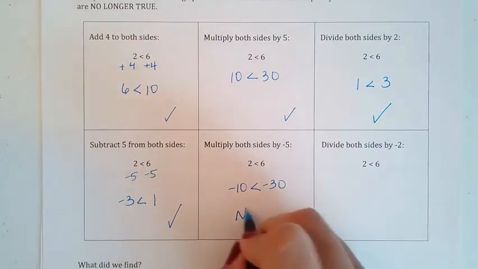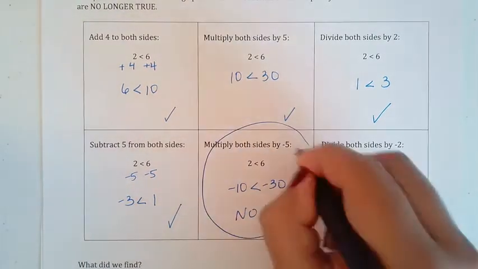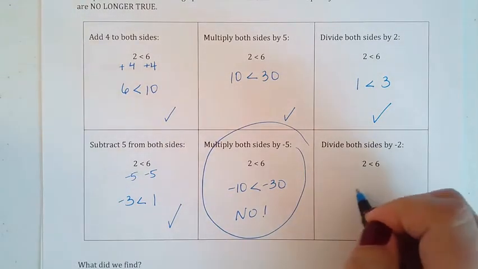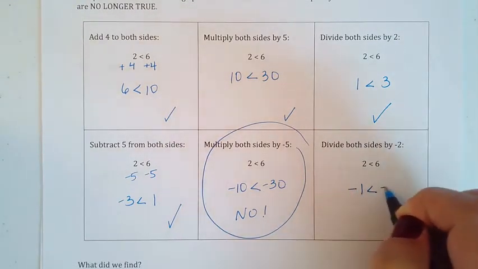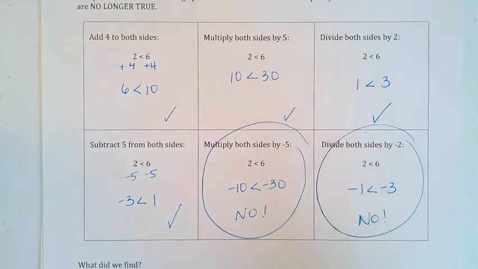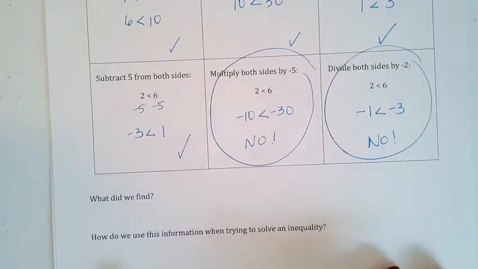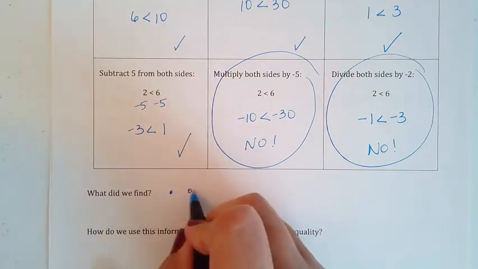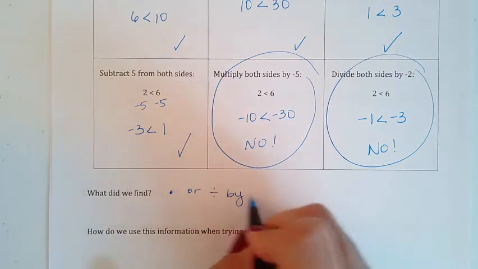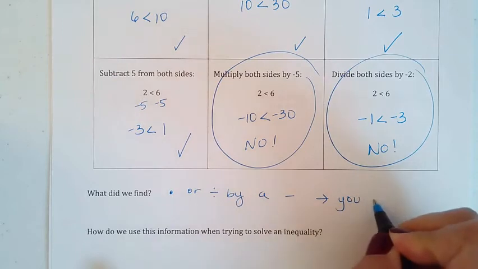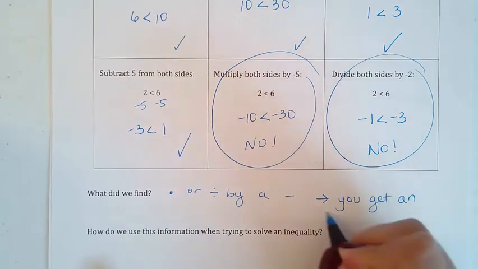The answer is no. So it says circle the ones that are not true. And if I divide both sides by negative 2, I get negative 1 is less than negative 3. That's not true either, so I'm going to circle it. So what did we find? Well, we found that when you multiply or divide by a negative, you get an untrue inequality.